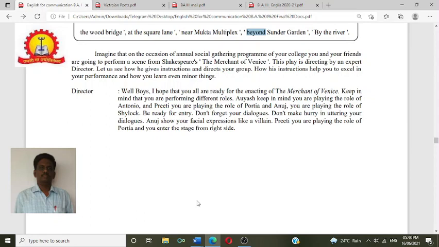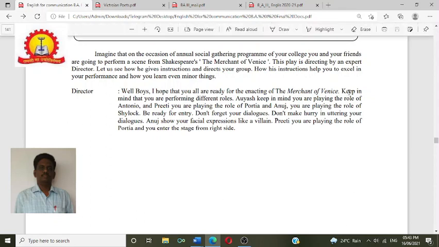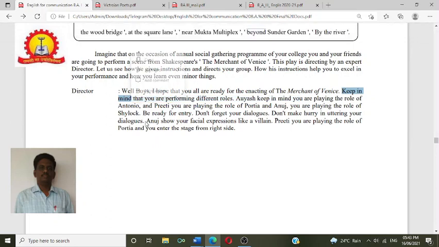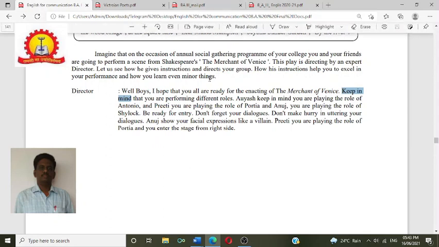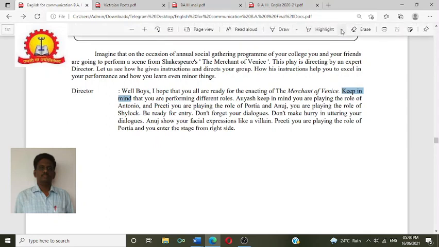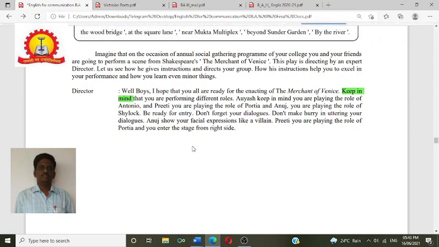So here you can see the director starts with, well boys, I hope that you all are ready for enacting the Merchant of Venice. Then the instruction starts: keep in mind. This is a very important expression that we come across very frequently when we are giving instructions. Keep in mind that you are performing different roles. We will memorize this expression. Keep in mind that you are performing different roles.